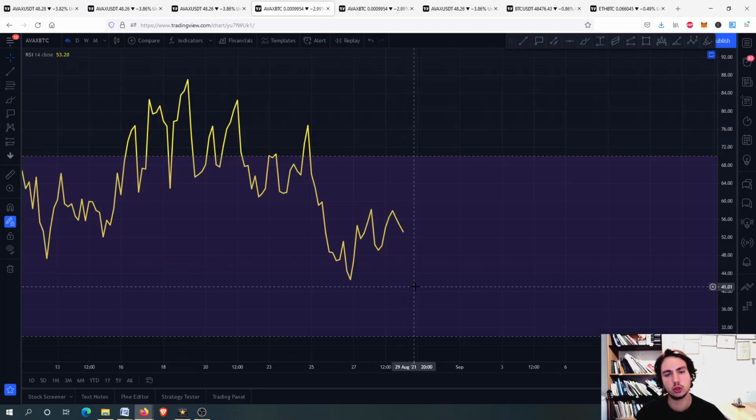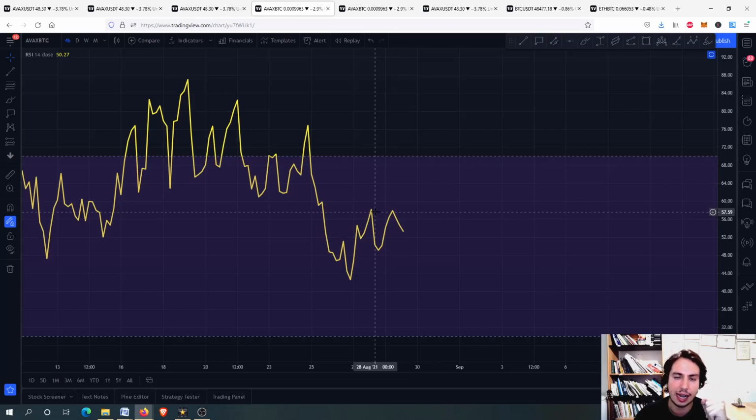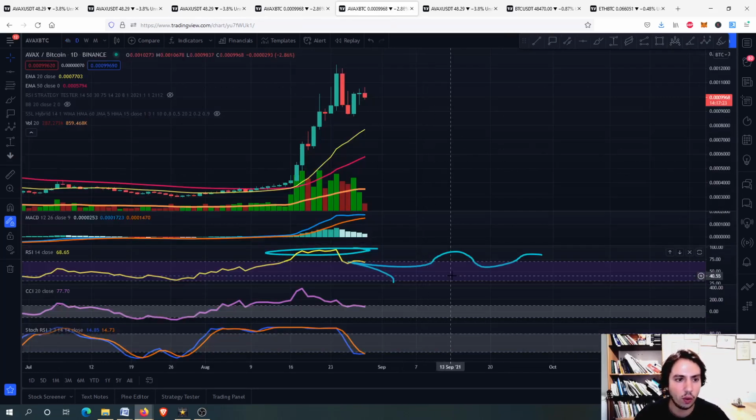RSI was not. So you always check the stochastic RSI and the commodity channel index first, afterwards the RSI, because you cannot find the bottom when you look at the RSI, and you need to watch RSI patterns, right? RSI patterns are very, very important right there. Let's go to the AVAX Bitcoin chart on the daily frame.